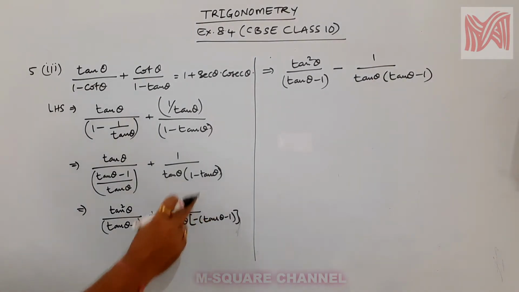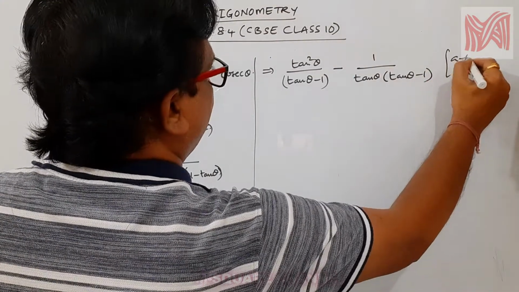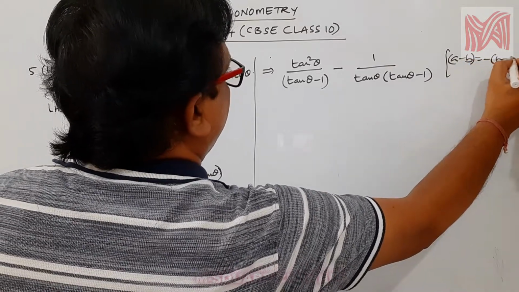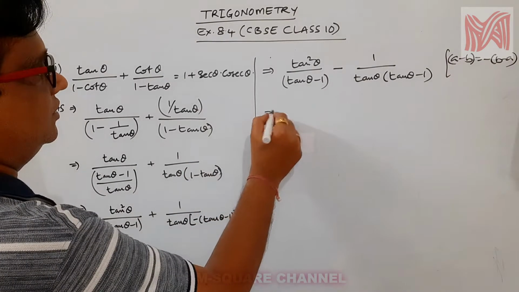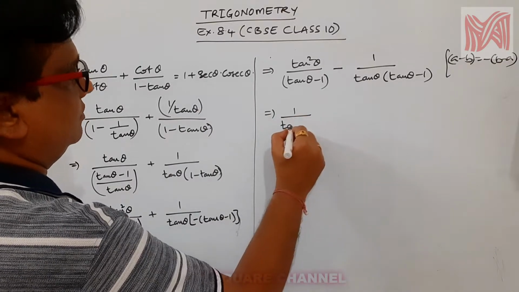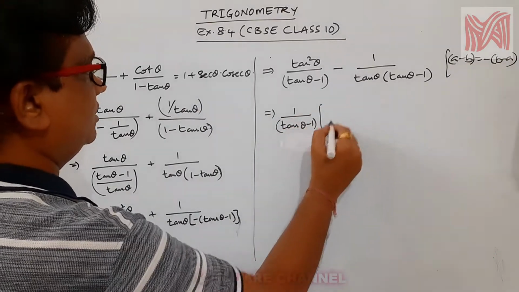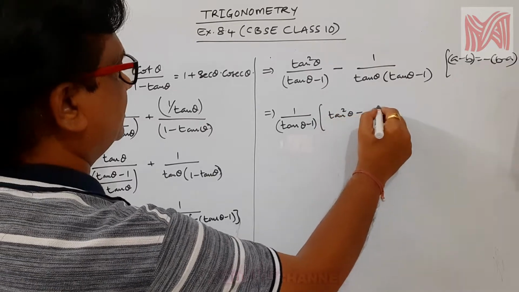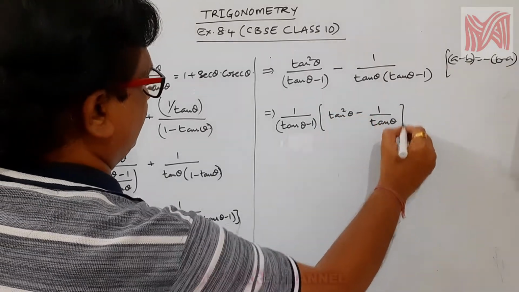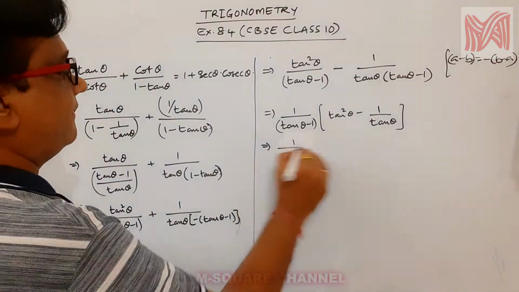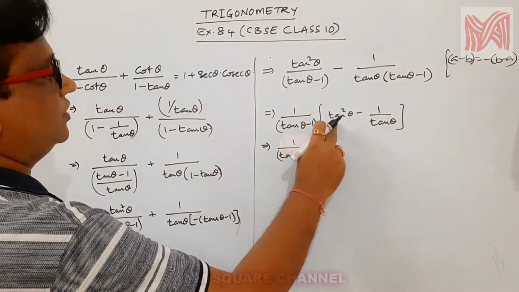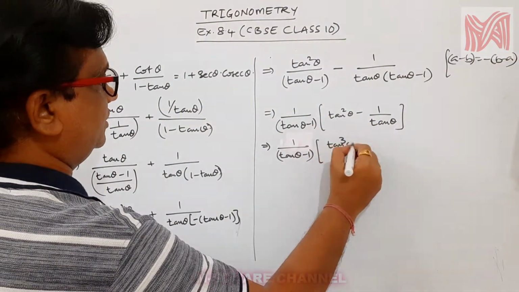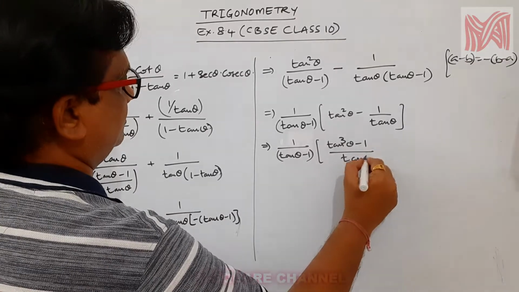So this one interchanges. You can write it like this: a minus b equals minus of b minus a. You can take the minus common. So here, 1 by (tan theta minus 1) is common, so we get (tan squared theta minus 1 by tan theta), that is (tan cubed theta minus 1) by tan theta.